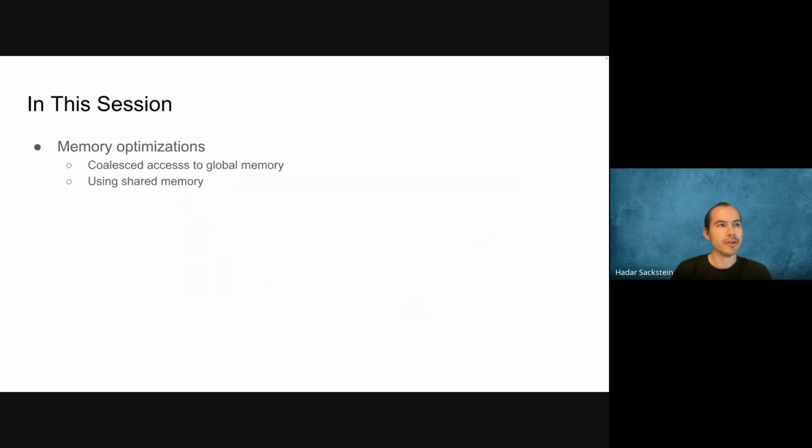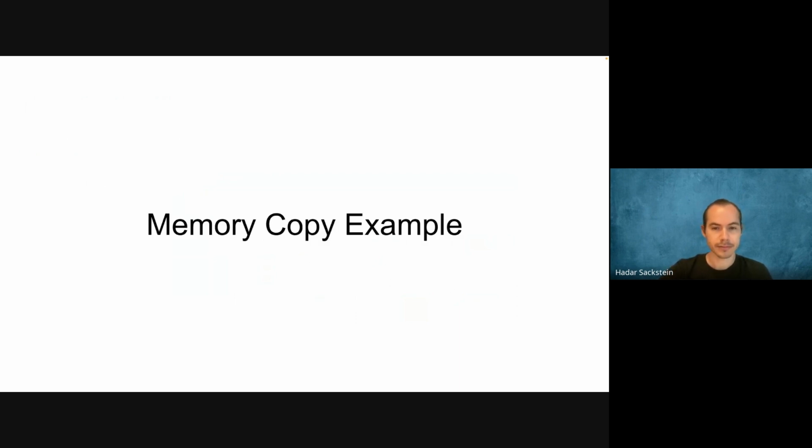Okay. So in the last session, we started to get into some kernel optimizations, and in this session, we will dive deep into some memory optimizations. So we'll talk about coalesced access to the global memory, and also using shared memory to optimize the memory. So let's start with a code example.